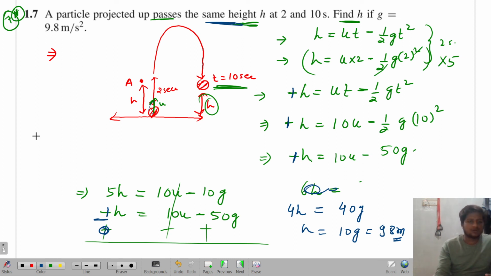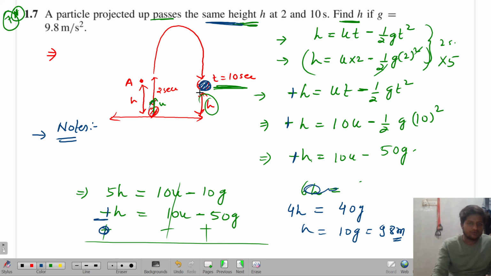If we are solving relative motion, take note. If I take this reference as the upward direction of initial velocity, then at this point when it is coming over here, see, this height is still left. This means I'm crossing this similar height at 10 seconds.